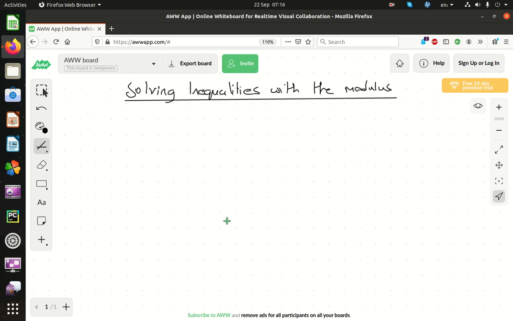Hello, this is a little presentation on solving inequalities with the modulus. So these can be pretty tricky. You get simpler ones like this. If I can just go straight into an example.